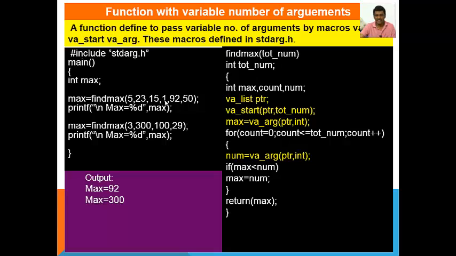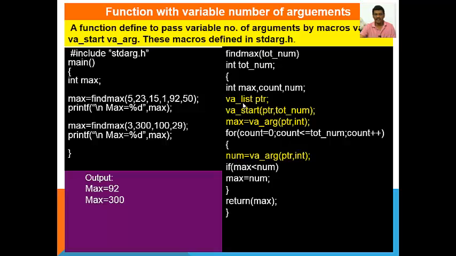Here we pass 6 values, so it passes 5 as the total number. In this case it receives only 5 because only one variable is there, so the total number value is 5. int max, count, num are local variables. Here we declare one variable, va_list ptr. We must declare it. This is the first of 3 steps. By using this macro, we declare one variable, a va_list variable. We can give any name; ptr is not fixed, it is user defined.